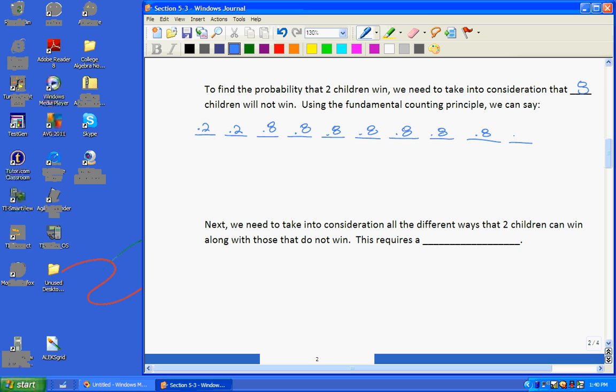So we can write that a little bit neater, clean that up and say 0.2 raised to the second and 0.8 raised to the 8th. Let's see what that gives us.